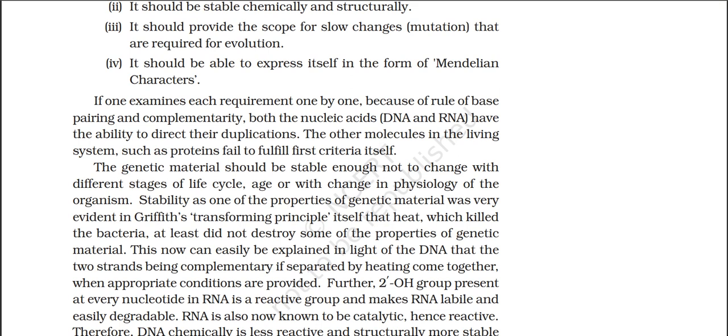Stability as one of the properties of genetic material was very evident in Griffith's transforming principle itself. That heat, which killed the bacteria, at least did not destroy some of the properties of genetic material. This now can easily be explained in light of the DNA: the two strands, being complementary, if separated by heating, come together when appropriate conditions are provided.